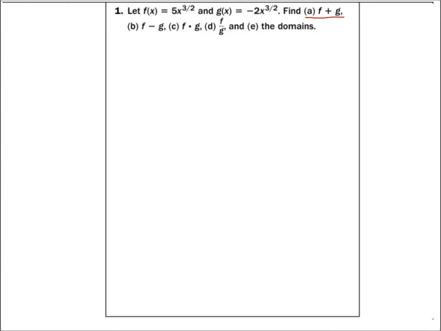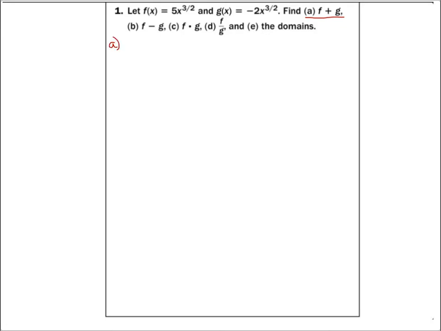On this checkpoint, it's oddly numbered. They call it number 1, but then they have 4 parts to it, and there's no number 2. I don't understand. Part A says you have to add the functions, so I can do that, and hopefully you can too. So, Part A.